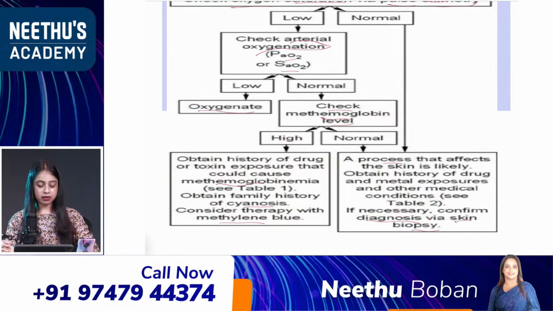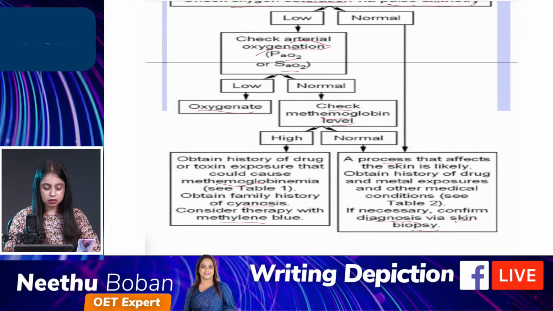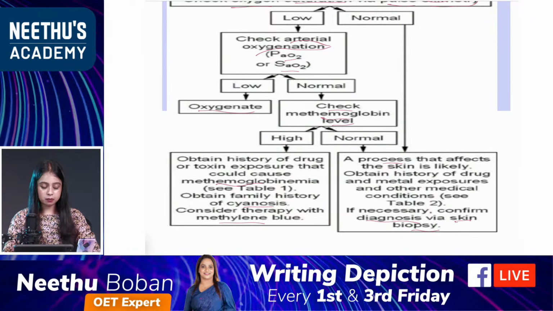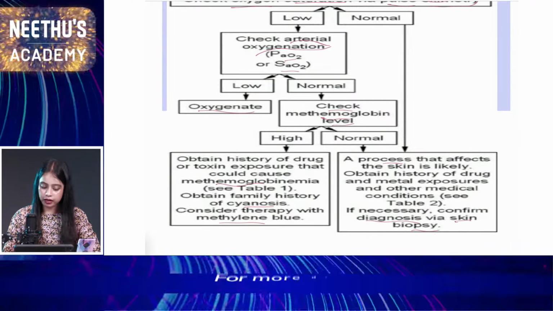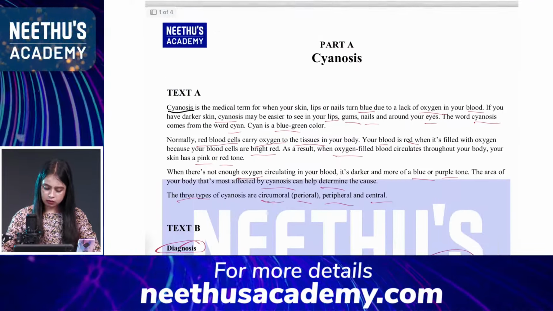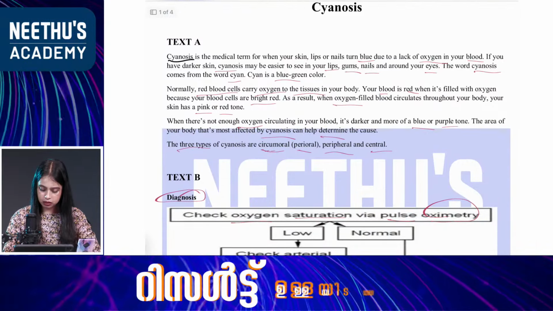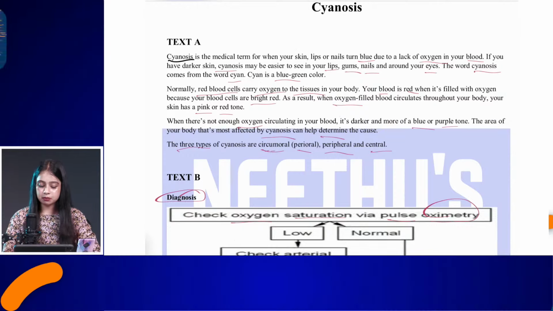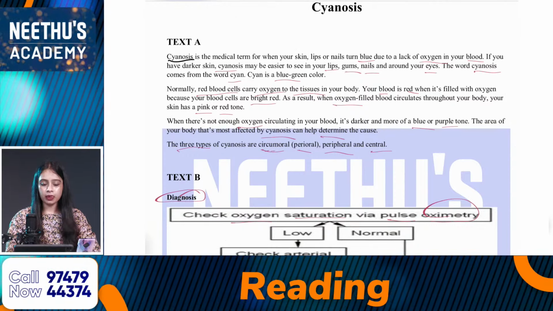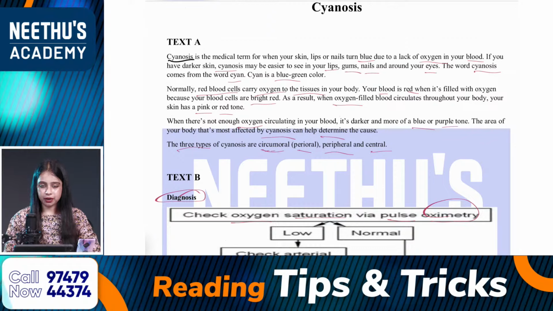Okay, yes Reshma, very good dear. Cyanosis, blue, oxygen, green colored blood cells, pink or red tone, purple, circumoral, perioral. Very good, excellent dear. And I think you have marked determine, which is an important word. Reshma, you can also mark determine. That is a word that indicates what? Experiment, identify. Okay.